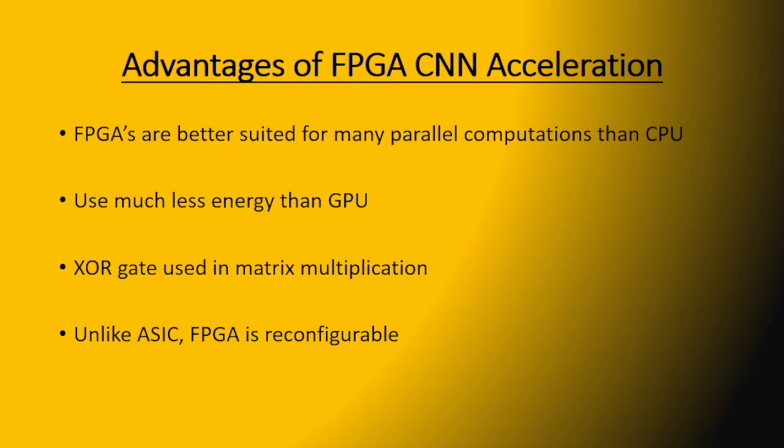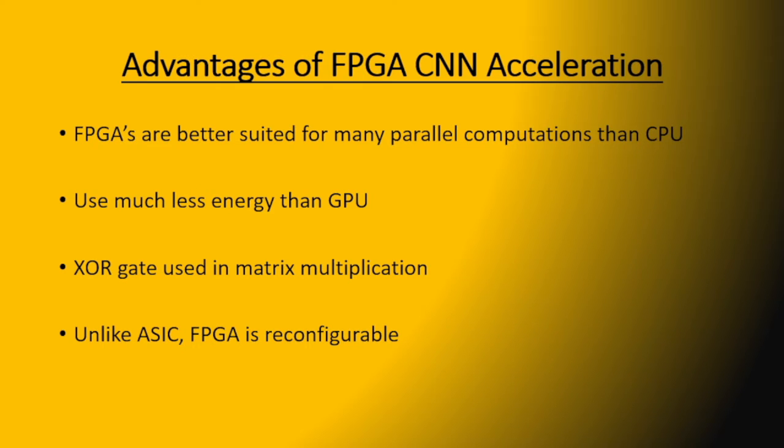But FPGAs are much more suited for parallel computations than CPUs due to their structure. While GPUs are also better suited for these types of applications, they require much more energy, making them a very bad choice for robotics, while the FPGA uses very little energy in comparison.